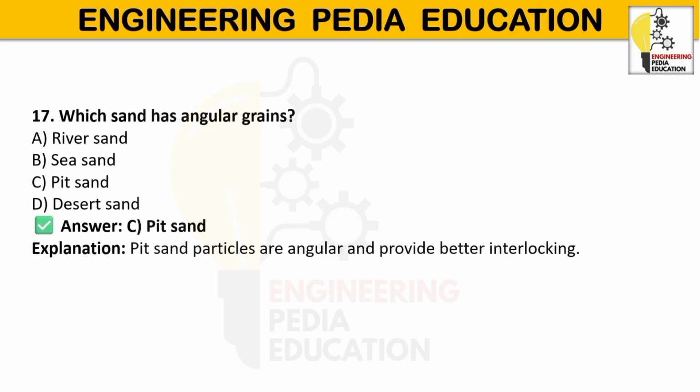Angular grains are sand particles which have sharp edges and corners. As angular sand can be defined as having sharp edges and corners, the pit sand can be considered in this because it is angular and provides better interlocking.